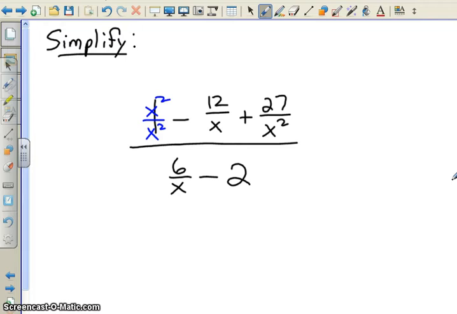To change x into x squared, I'm going to need to multiply by x on the top and the bottom. The last fraction, 27, already has the x squared as a denominator. 6 over x needs to be multiplied by x. And this 2 over 1 needs to be multiplied by x squared. And once you've got that common denominator, you can lose the common denominators.